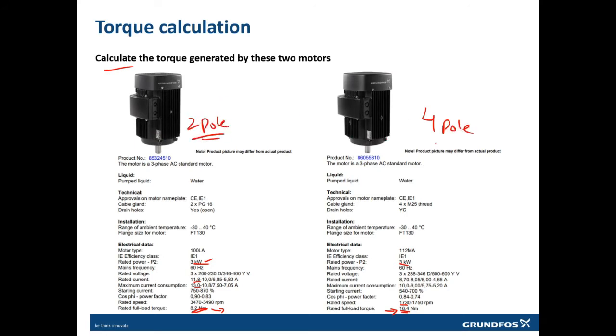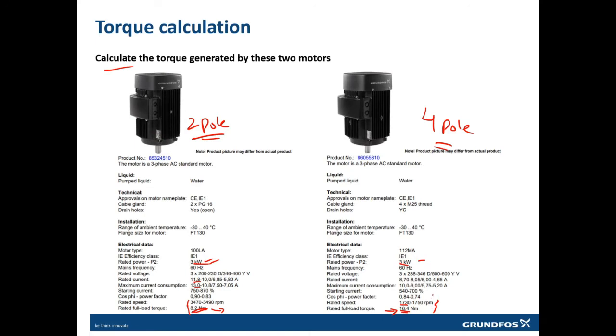So in 4-pole and 2-pole motor, the kilowatt is same, but the work done is different in terms of speed and the torque. So the speed and the torque here is, the speed is high and the torque is low. Here the speed is low and the torque is high.